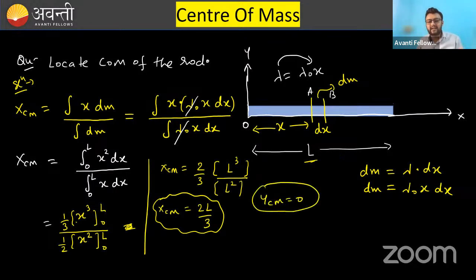Similarly, can you say that the z coordinate will also be 0? Because there is no mass on the z-axis. Mass is placed only along the x-axis. I think this thing is clear to you.